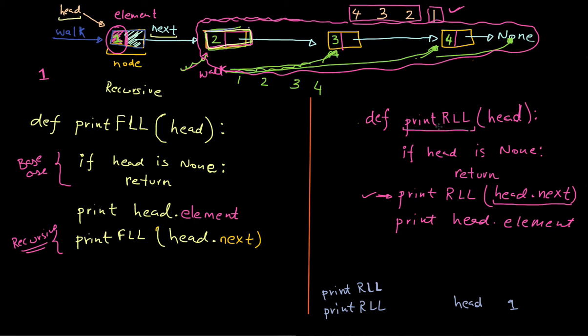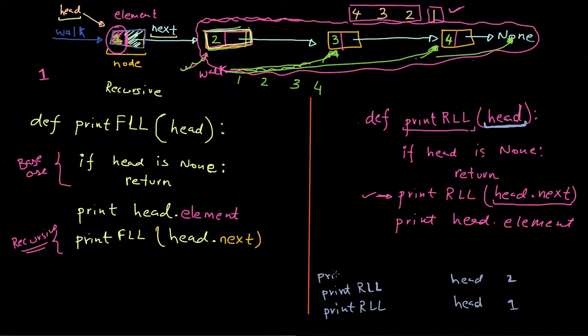So when PrintRLL gets called, you have a new local variable getting created in the stack frame. The new local variable gets created, head. What is head pointing at that point? Head is pointing at that node that contains the element 2. Is head None? Head is not None because head is pointing at this node with the element 2. Then I'm going to call PrintRLL. I'm calling this function again.